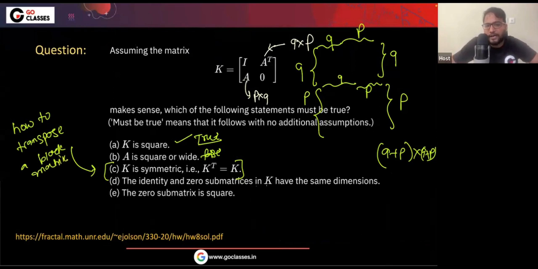Now, the identity and zero submatrices in K have the same dimensions. So they are saying this identity and zero. So zero is P cross P. Identity is Q cross Q. So that's why it is no. Okay, this is false. The zero submatrix is a square. Is this zero submatrix a square? So yes, this is P cross P. So this is true. Okay, this is an easy question only.